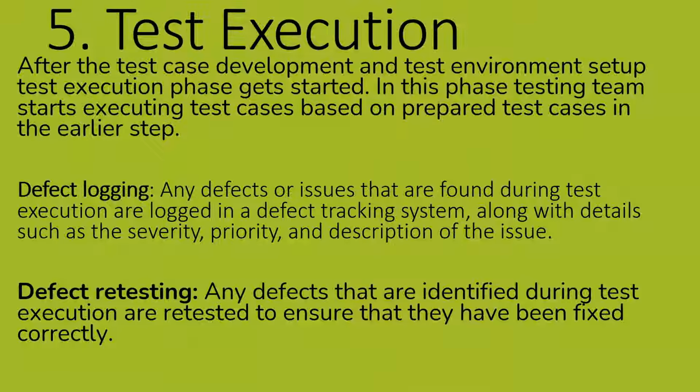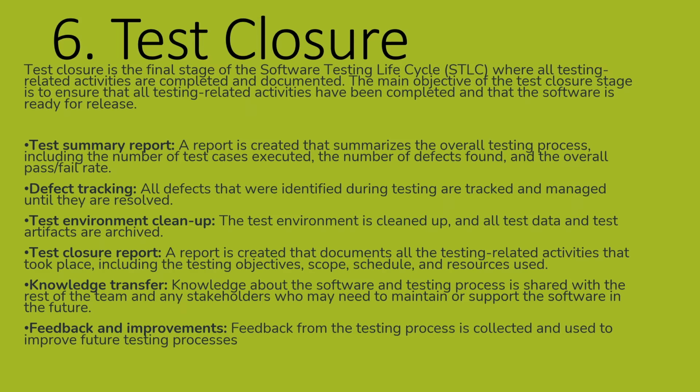So in test execution, we execute the test cases and report the issues. Finally, after those issues are fixed, we retest and close them. Then the final step is test closure. Test closure is the final stage of the software testing lifecycle where all testing related activities are completed and documented. The main objective of the test closure stage is to ensure that all testing related activities have been completed and that the software is ready for release.